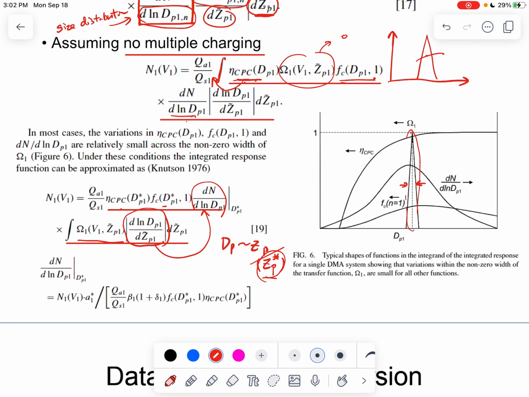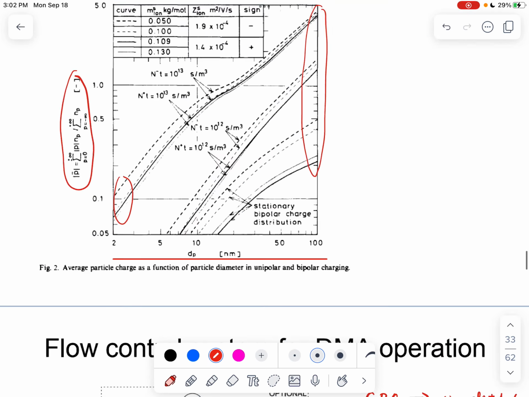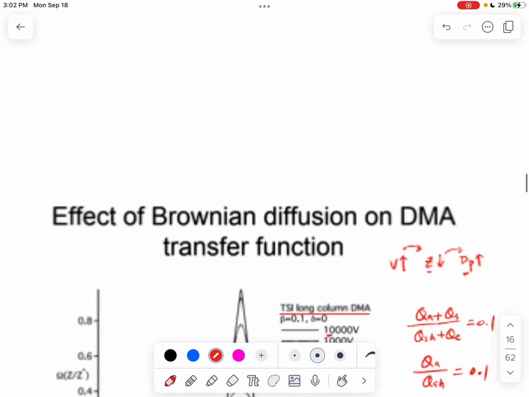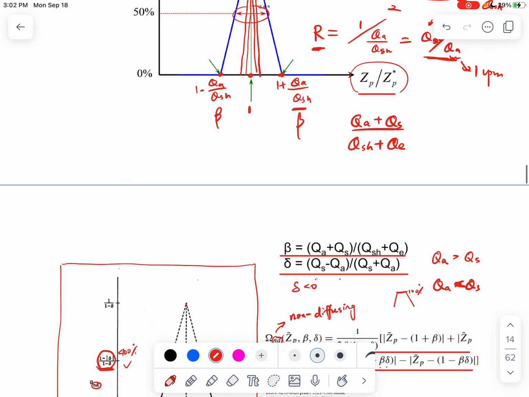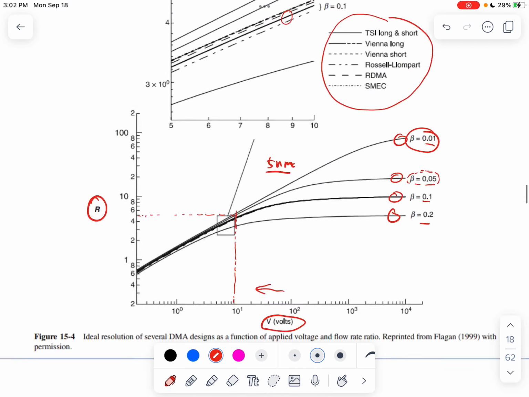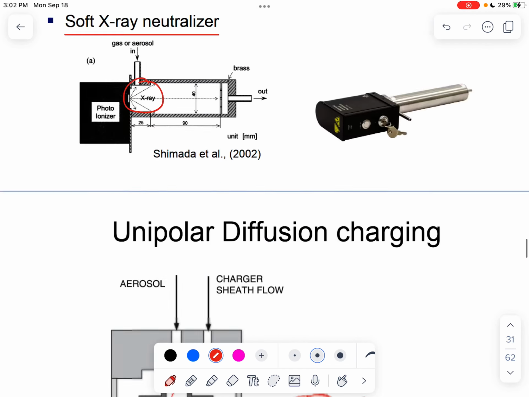And finally, it's just the integration of the transfer function. And we know the integration of the transfer function, since we already know the shape. If you go all the way back and plot in the normalized scale, you're integrating the normalized scale, and then you know the base. The base is just 2 beta. You know the height, that's 100%. So the area is just beta.